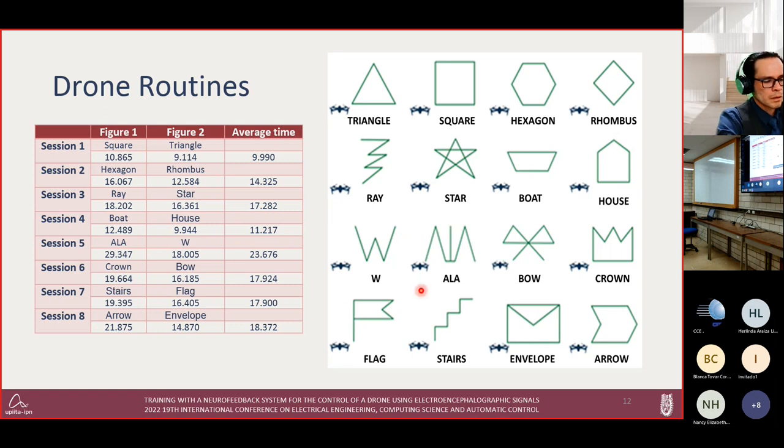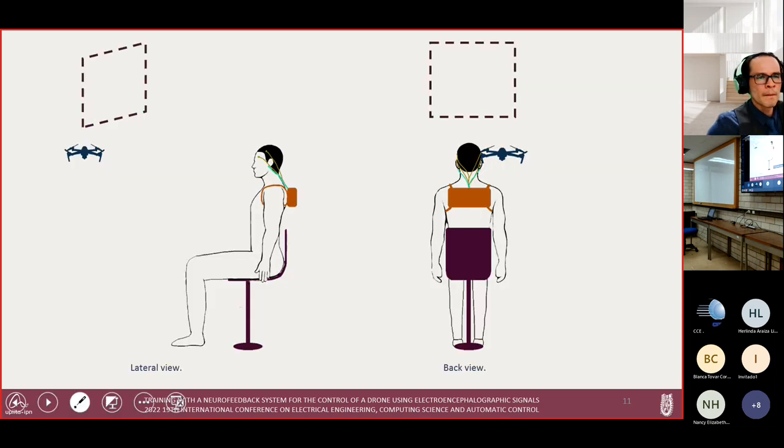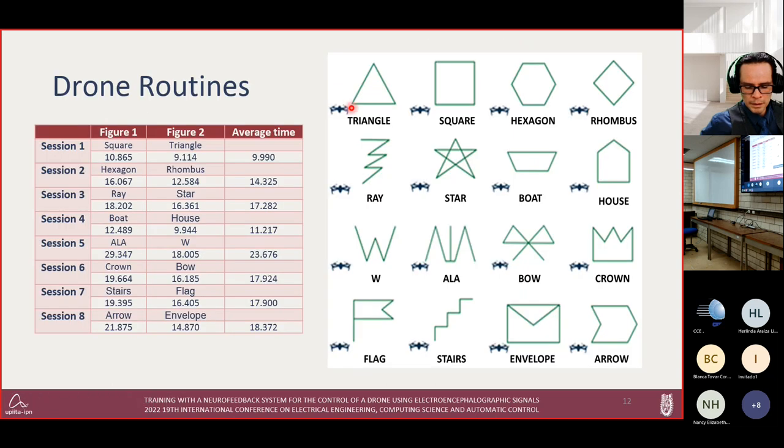We follow the volunteers as they progress through eight sessions. For each session, we select two of the figures, and we increase the difficulty to test their attention. The volunteers have an activity where they select which figure is making the drone. It could be random. To pay attention in the activity, they have to select, in the case of the first session, whether it's a triangle or a square.